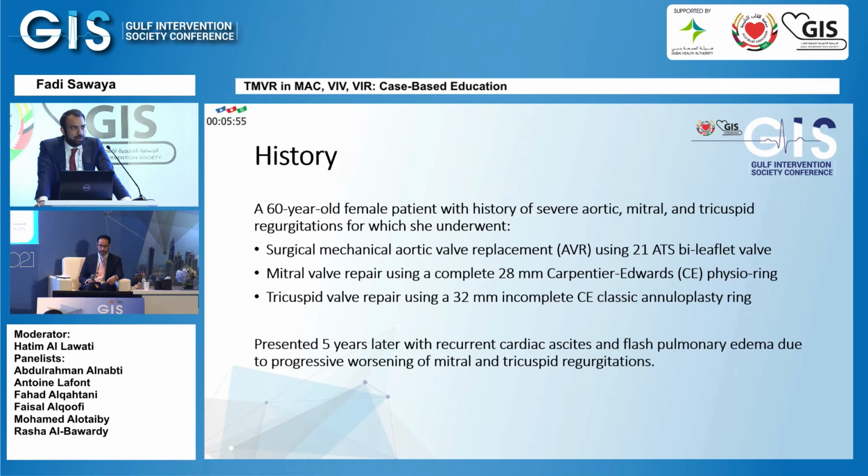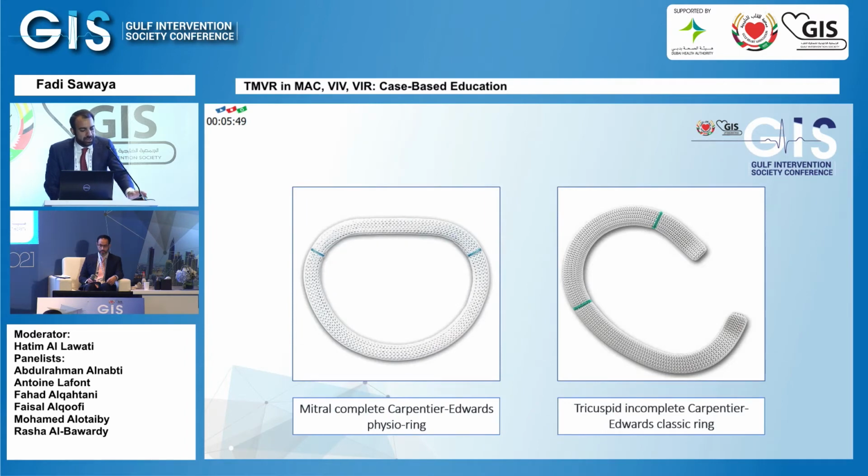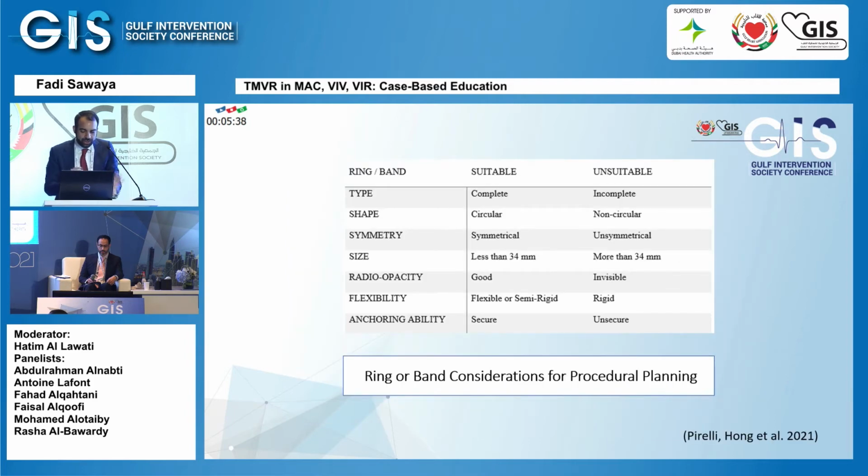She had recurrent flash pulmonary edema, recurrent ascites, and progressive worsening mitral and tricuspid regurgitation. So it's very important to know the characteristics of the rings you're dealing with, because there's a difference between a circling ring, a rigid ring, a soft ring, and an incomplete ring. Usually just a quick line.